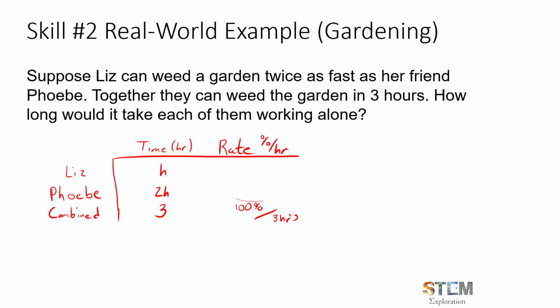Well, I do know that a percentage divided by the number of hours it would take them is their rate, right? So I could say that Liz can complete 100% divided by the total amount of time it takes her. That's her rate, right? And Phoebe's the same way. So 100% divided by 2h. And we can just keep it as that. I know you could simplify that to 50% per amount of h time, and I'm not necessarily as concerned about that. So we can just plug all this in for now.